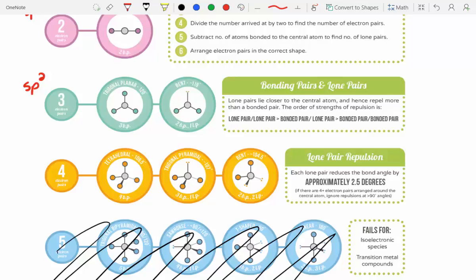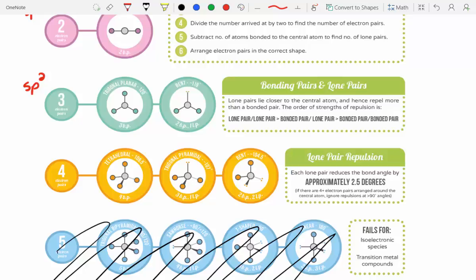A lot of people will ask me, do I need to memorize the exact angles, meaning do I need to know 107 degrees? As long as you're ballpark within a couple of degrees, I'm not going to be overly upset. Just try to remember 109.5 for a steric number of 4.